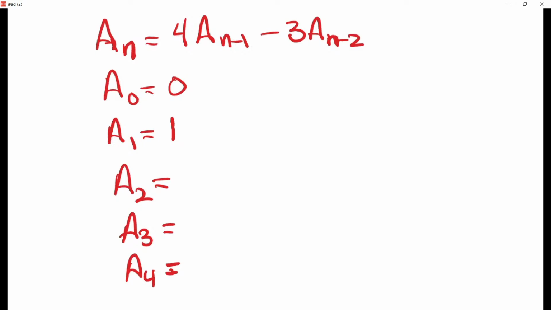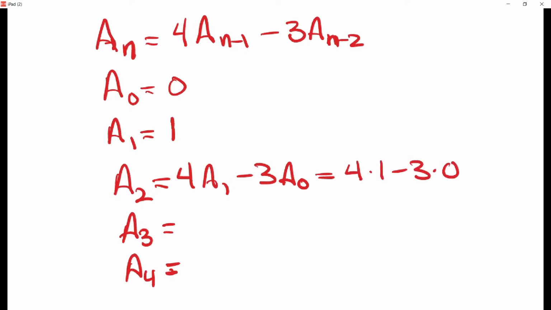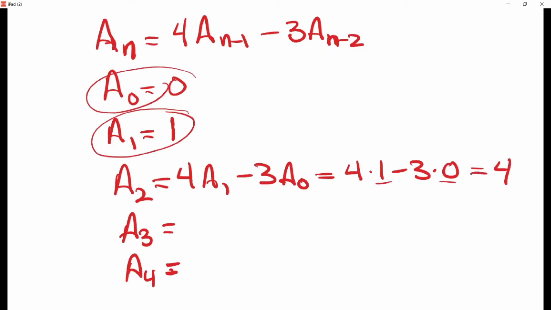Then I'll go back to the PowerPoint in a minute so we can see how this relates. Let me do A sub 2 for you. A sub 2 is 4 times A1 minus 3 times A0, which in this case is 4 times 1 minus 3 times 0, and that equals 4. So far, so good?